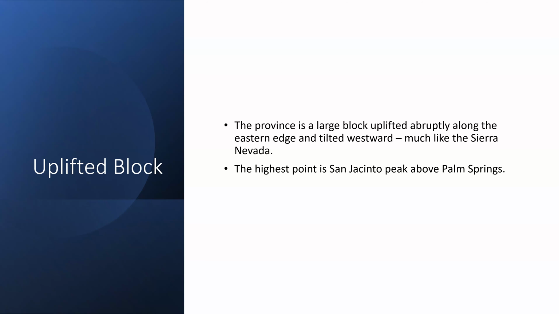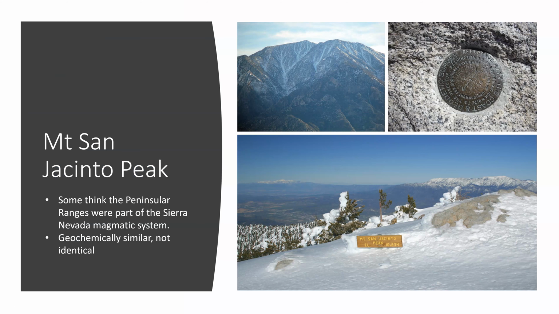So that's what's generating all of the different mountains that we see in the Peninsular Ranges. So the province is a large block that is uplifted abruptly along the eastern edge and tilted westward, much like the Sierra Nevada. And the highest point, San Jacinto Peak, is above Palm Springs. So here is Mount San Jacinto. Elevation is at 10,834 feet above sea level. This is where we do see snow in these ranges. Here's the benchmark for it.